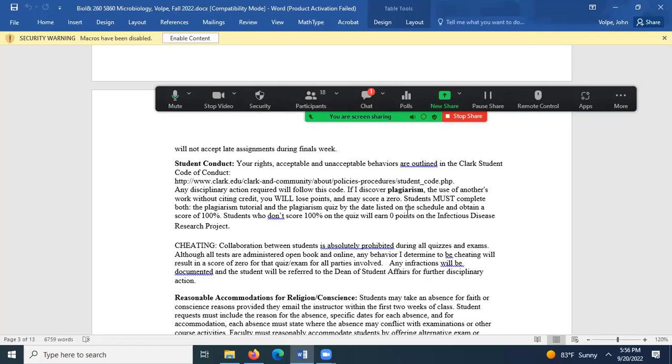That is the main problem that students have at Clark College, meaning breaking the student code of conduct. If you cheat, work together with another student on a quiz, submit the same answer, then you are cheating and you'll get a 0 for that quiz or that exam. If it happens the second time, infractions will be documented and the student will be referred to the Student Affairs for further disciplinary action. It could result in suspension from school at Clark. Any question about that?